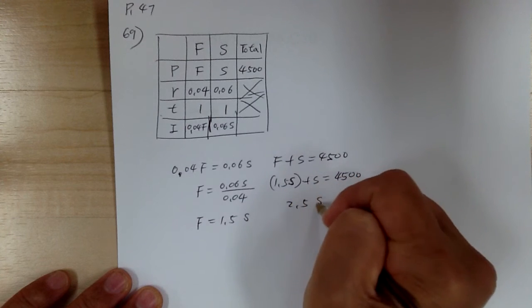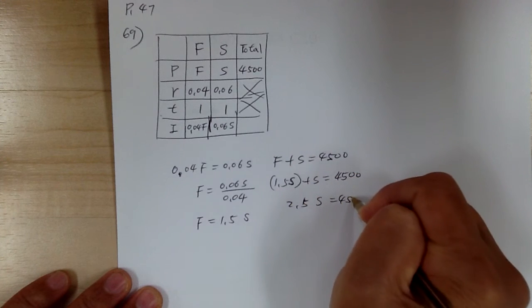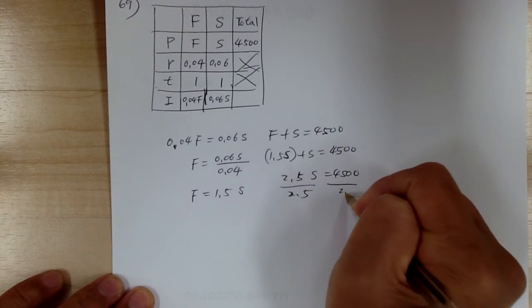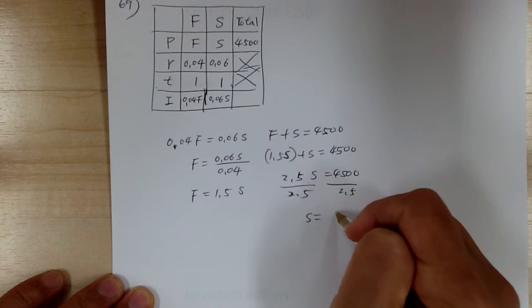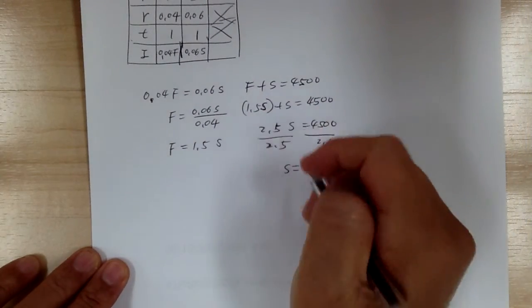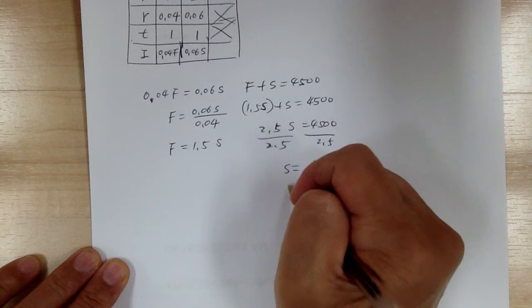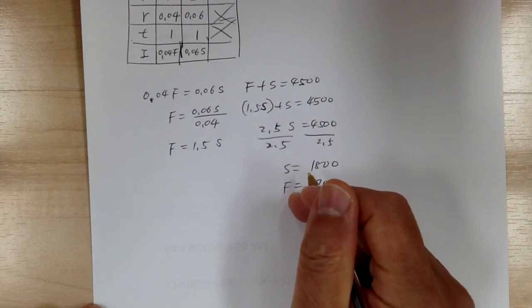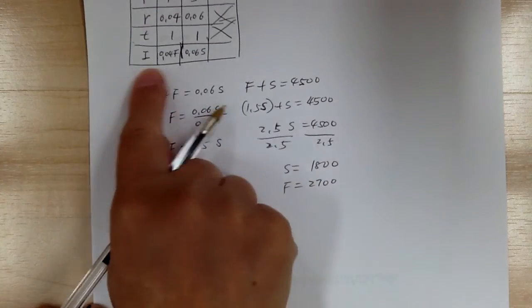So I have 2.5S equal to 4500, divided by 2.5, so S equal to 1800. Once you find S, you can find F. So F is just 1.5 times S. You don't need it, but in case you want to, that's what you can do. Now we can figure out the interest earned.